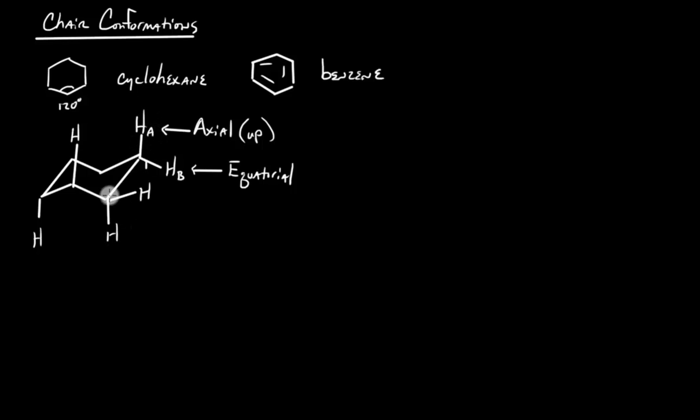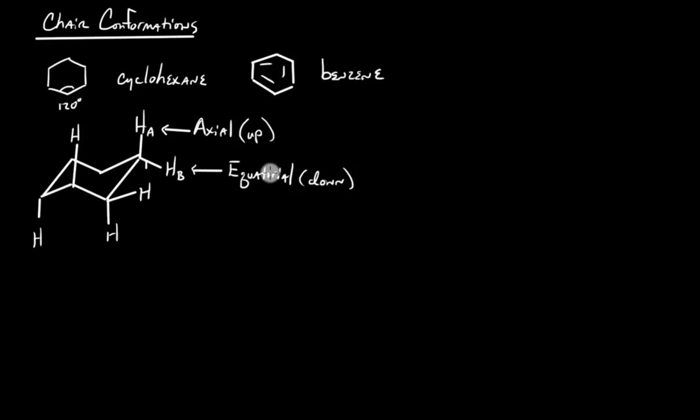So you see this up, down, up, down kind of alternation. The same thing is going to happen with equatorial. If you look at hydrogen B, it's not vertical, it's kind of diagonal. This hydrogen B is pointing diagonally in a downward position. So we would call hydrogen B equatorial down. Just like axial goes up and down in an alternating fashion, the same thing happens for equatorial.